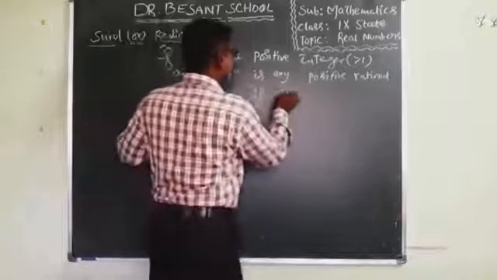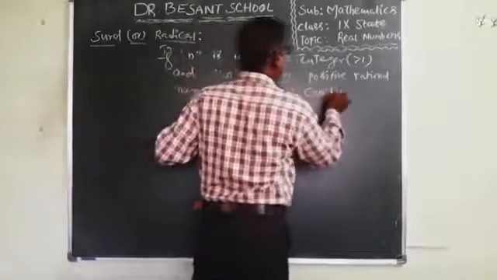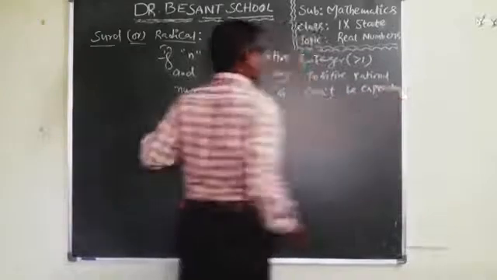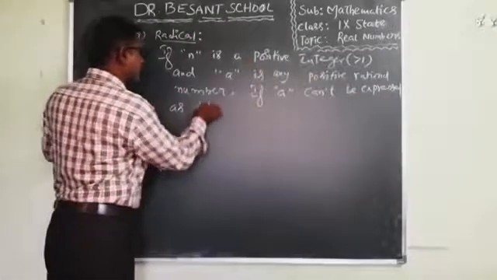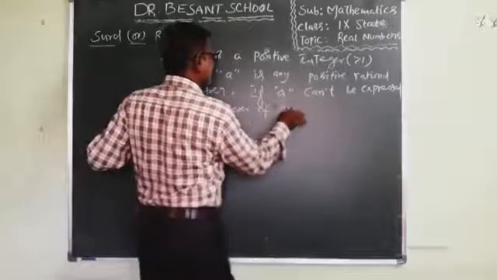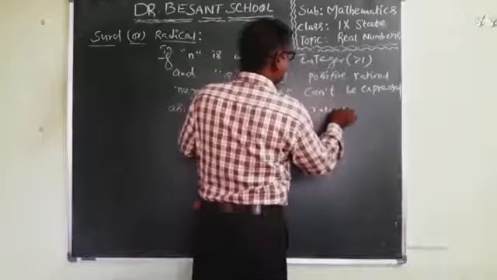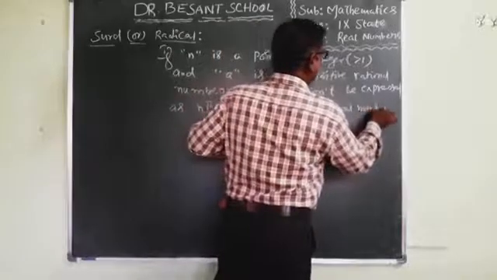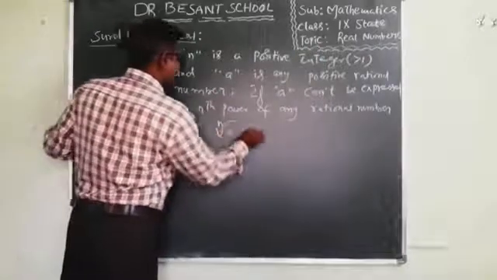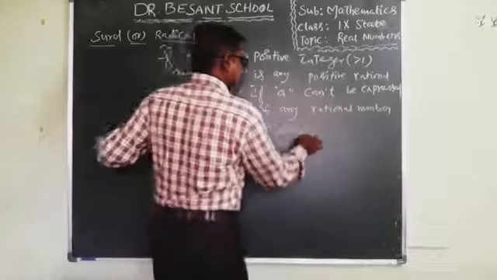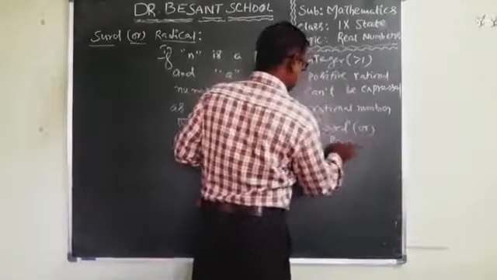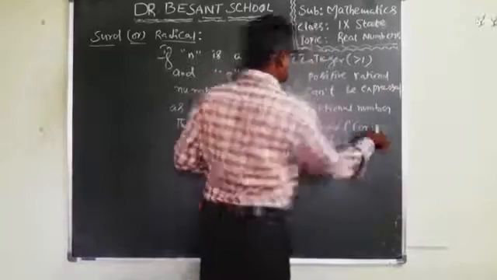If a cannot be expressed as the nth power of any rational number, then the nth root of a is called a surd or radical.